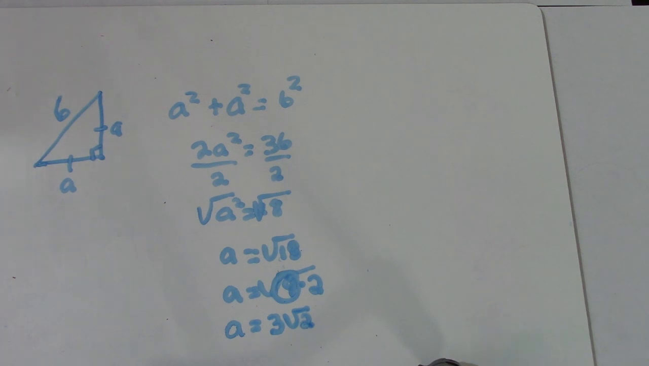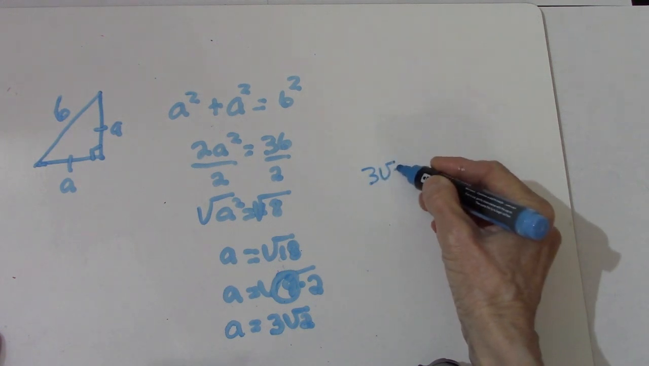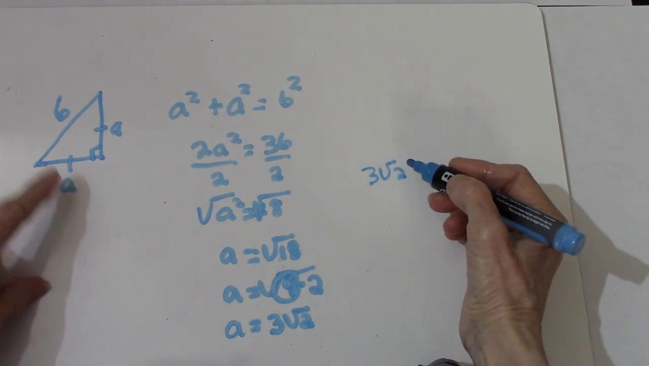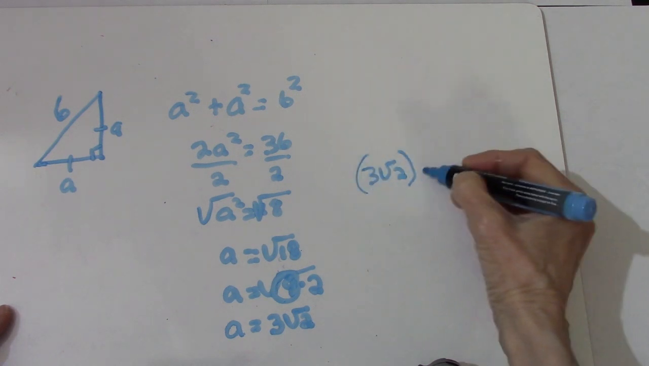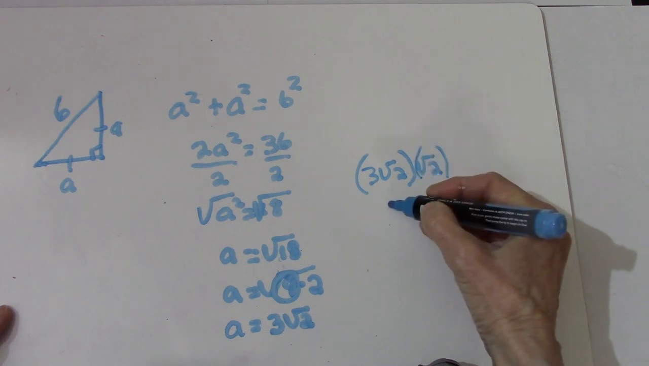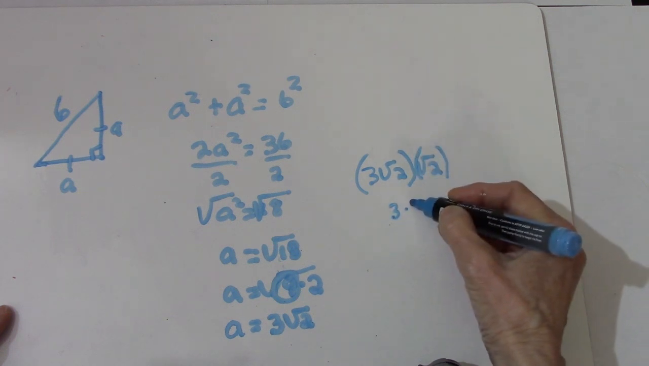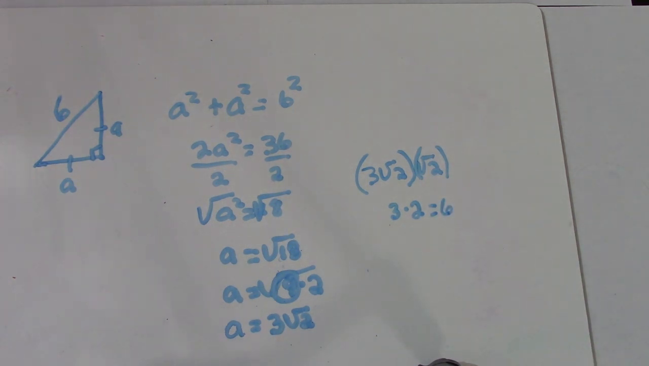That might not be what you expect, but if you realize that whatever we had here for a leg, we multiply it times the square root of 2, we get the hypotenuse. 3 square root of 2 times the square root of 2 gives us, the square root of 2 times square root of 2 is 2, and that gives us 6. So we are in fact correct, and our shortcut, or our expectation, holds true.